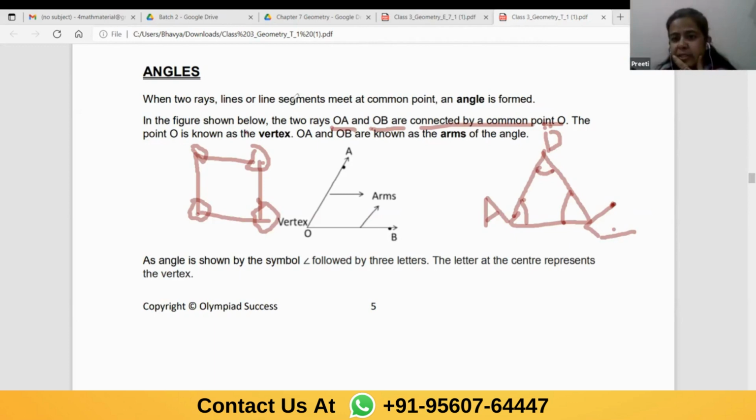What is your question? Ma'am, why do circle and oval not have angles? Circle and oval have a 360-degree angle. They start from one point and complete their round and come back to the same point. So they have a 360-degree angle.